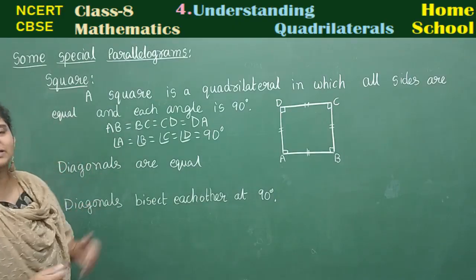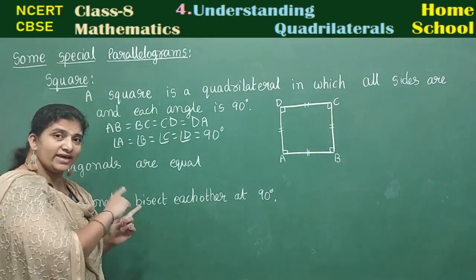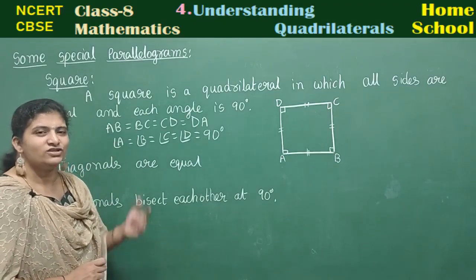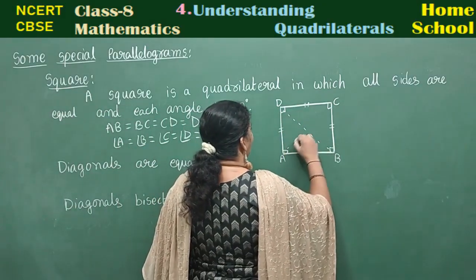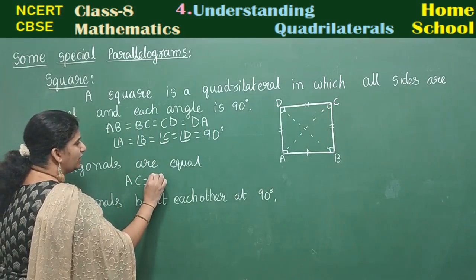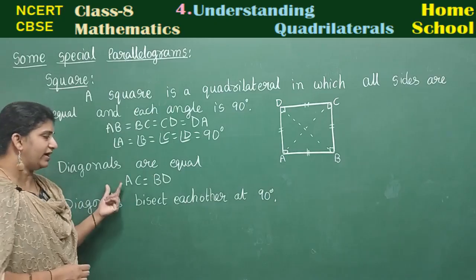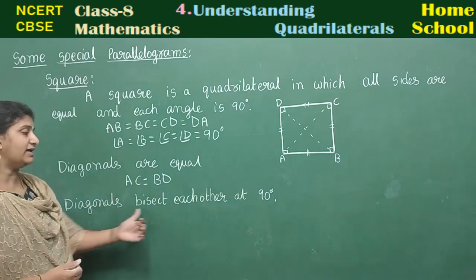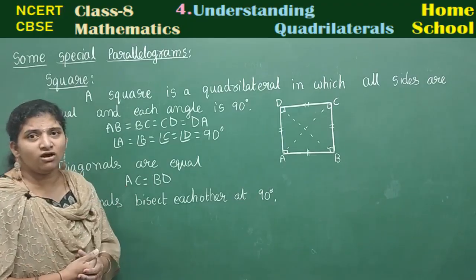Diagonals are equal, as we have seen before in a rectangle. So the square satisfies rectangle properties also, along with rhombus and parallelogram. Where are the diagonals? BD and AC. Diagonal AC is equal to diagonal BD. When writing diagonal, children, you can write diagonal AC is equal to diagonal BD. And the last property: diagonals bisect each other at 90 degrees. That means diagonals are also perpendicular.